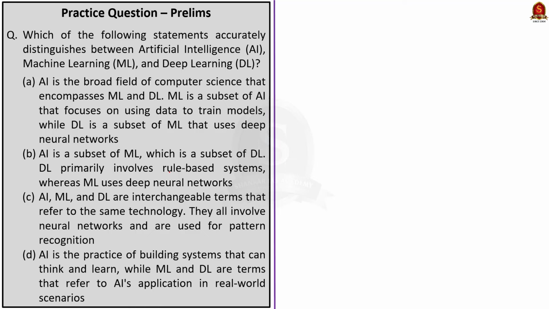Next question, which of the following statements accurately distinguishes between artificial intelligence, machine learning and deep learning? Here the answer is option A. AI is the broad field of computer science that encompasses machine learning and deep learning. Machine learning is a subset of AI that focuses on using data to train models, while deep learning is a subset of machine learning that uses deep neural networks.